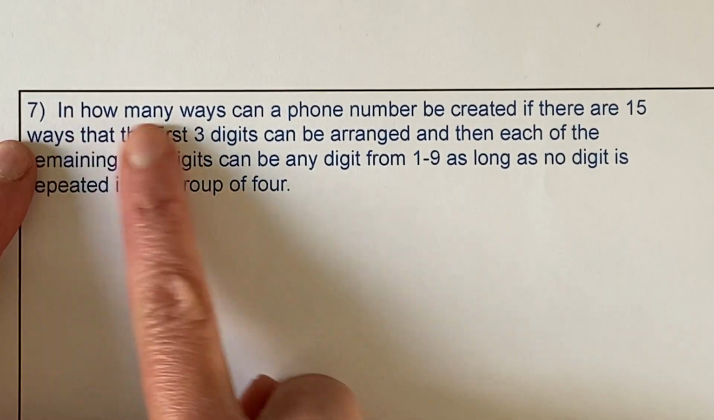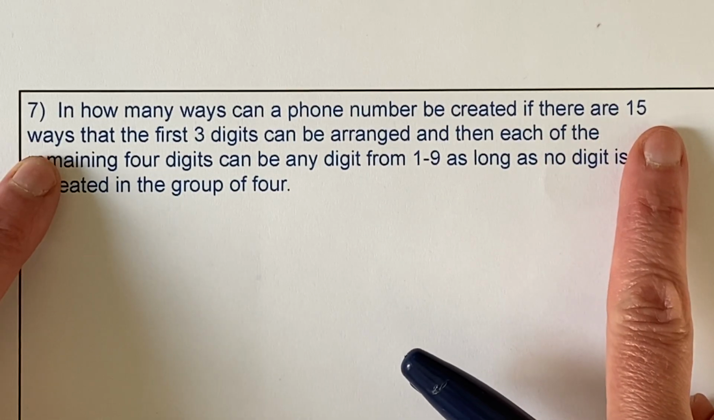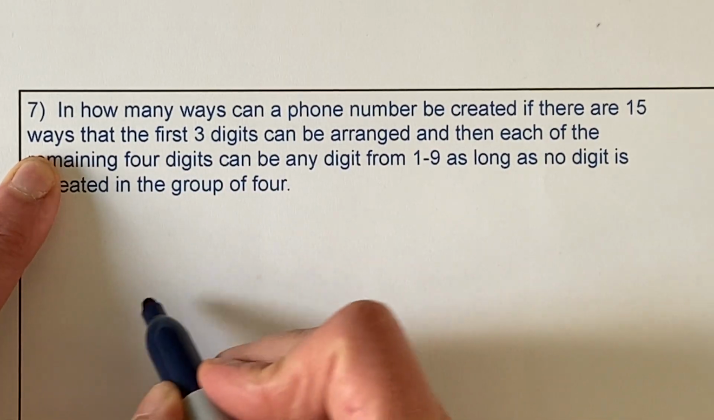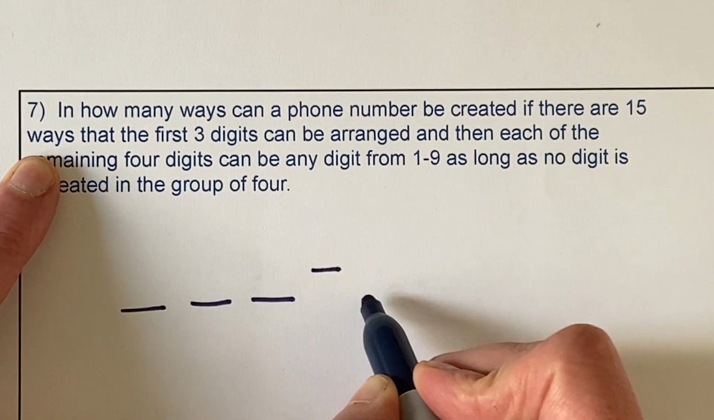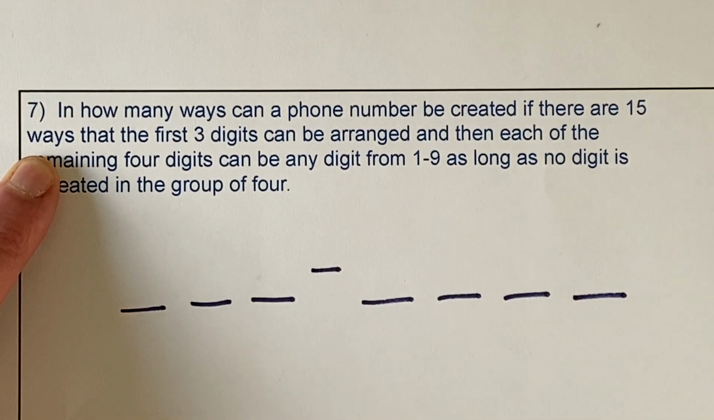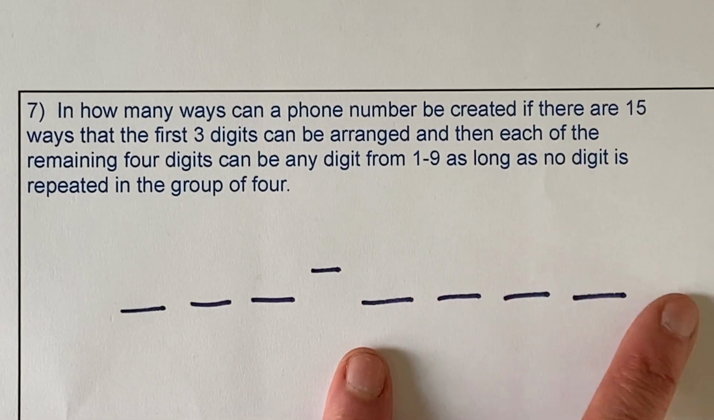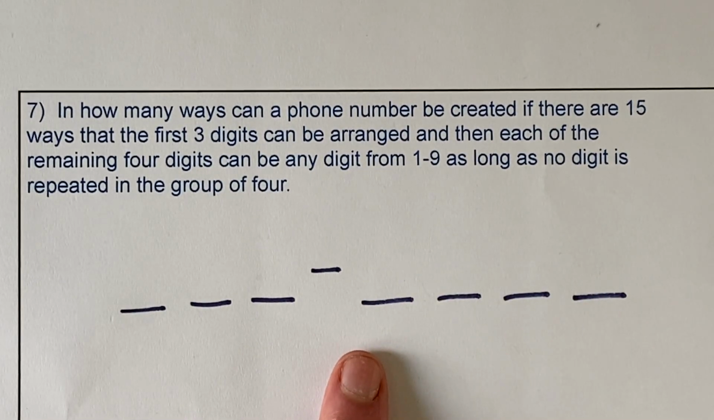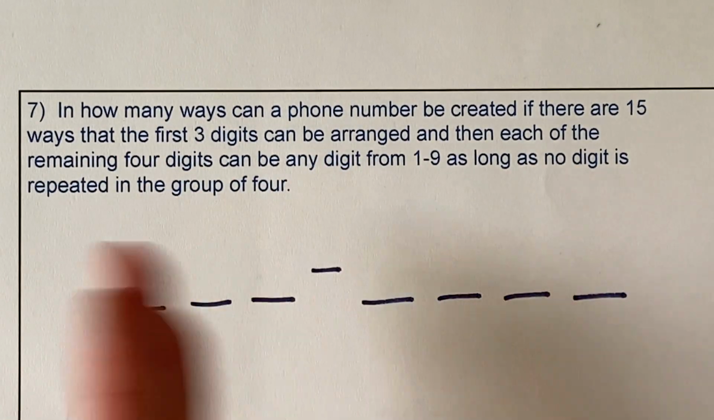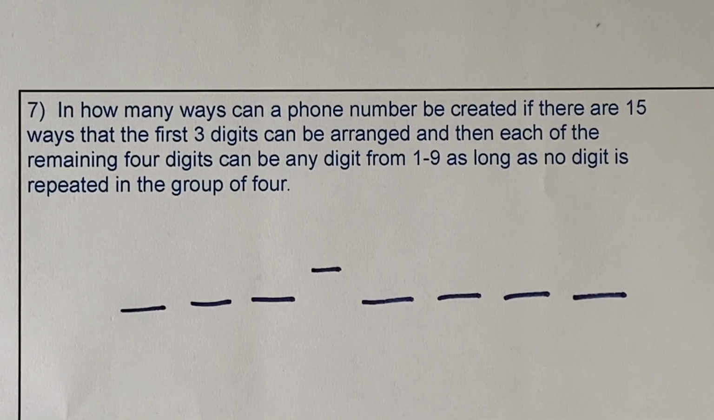So let's read this one. In how many ways can a phone number be created? If there are 15 ways that the first 3 digits can be arranged, so I'm not doing the area code, right? That's a phone number. 15 ways the first 3 digits can be arranged, and then each of the remaining 4 digits can be any digit from 1 to 9, as long as no digit is repeated in the group of 4. So there's kind of 2 separate rules here, and I think kids aren't familiar with phone numbers, so I thought I'd do this one with you.